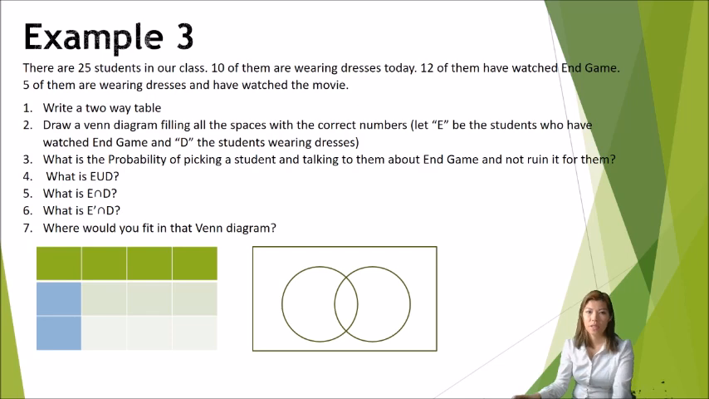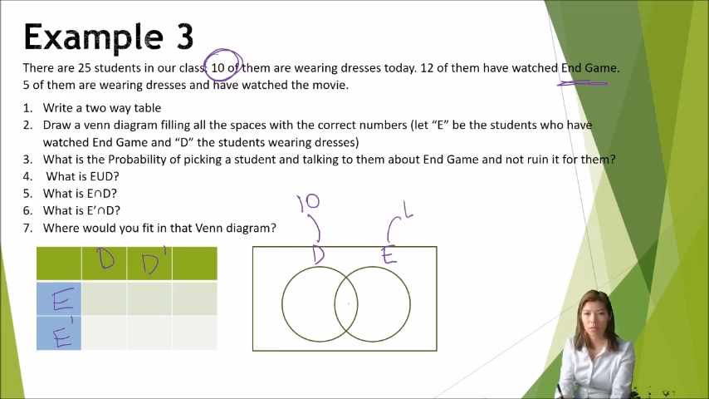There are 25 students in our class. 10 of them are wearing dresses today. So let's do D for dresses, not D. So 10 of them are wearing dresses. So we have D. Now the total, we'll always leave it outside because we don't know how many are in the intersect and how many are dresses but not the other thing. 12 of them have watched Endgame. So we're going to call this E, not E. 12 of them have watched Endgame. So write 12 over here.